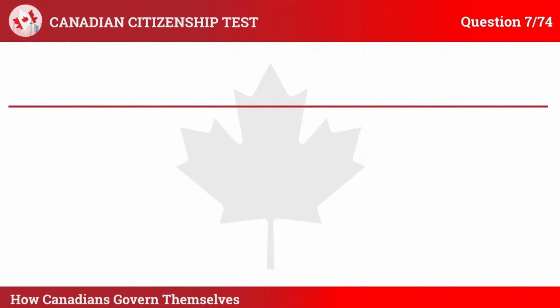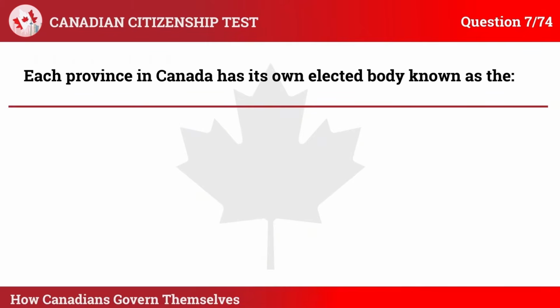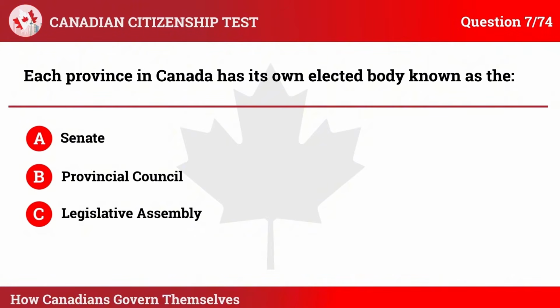Question 7. Each province in Canada has its own elected body known as the A. Senate, B. Provincial Council, C. Legislative Assembly, D. House of Representatives.